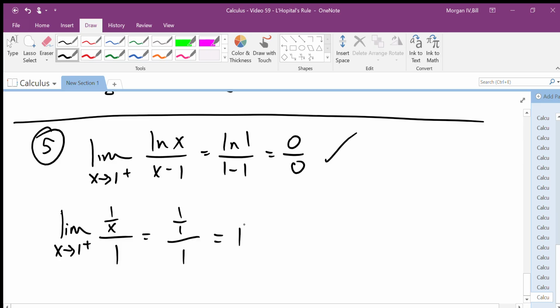That is just 1. Okay, so there are some examples of using L'Hopital's rule to evaluate limits that are an indeterminate form, 0 over 0, or infinity over infinity.